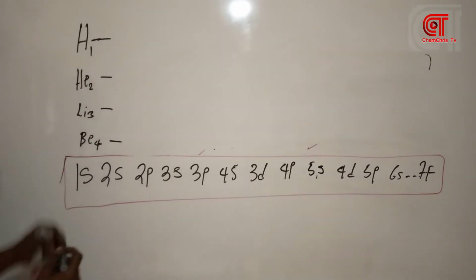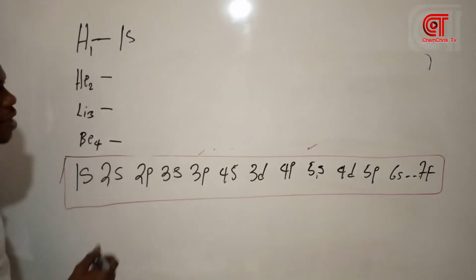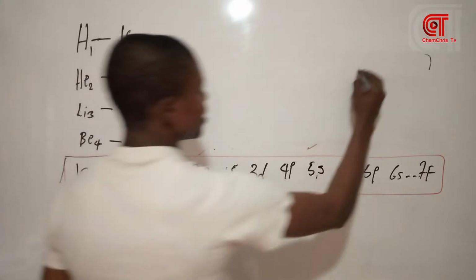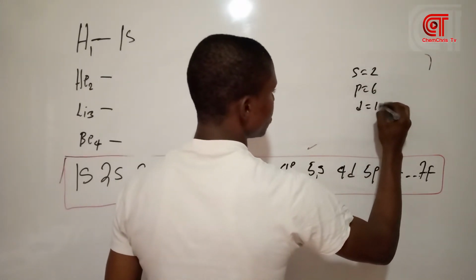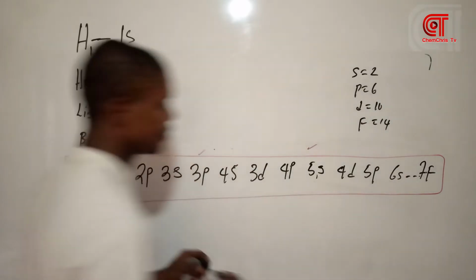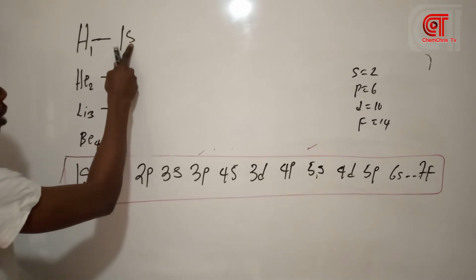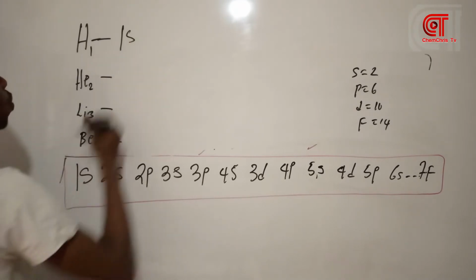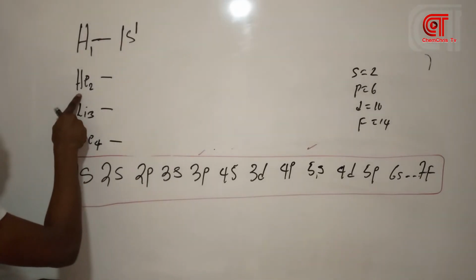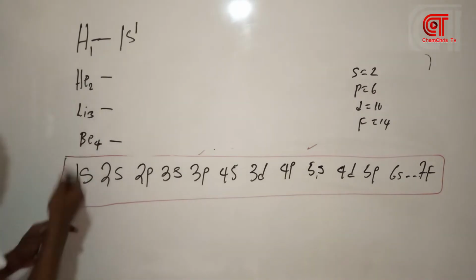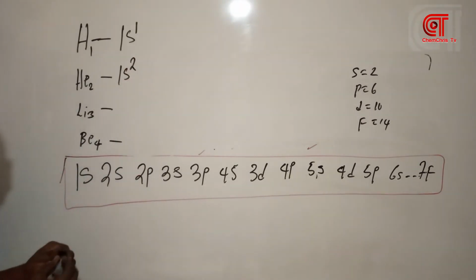So now let's write the electronic configuration. The first one is 1s. By doing that, s can accommodate what? s is 2, p is 6, d is 10, f is 14, right? So 1s, how many electrons do we have here? 1. So s can accommodate 2 electrons, but here we have 1. So it's going to be 1s1, right? That is it. Then helium has 2 electrons, and s can accommodate only 2 electrons. So it's going to be 1s2, right?